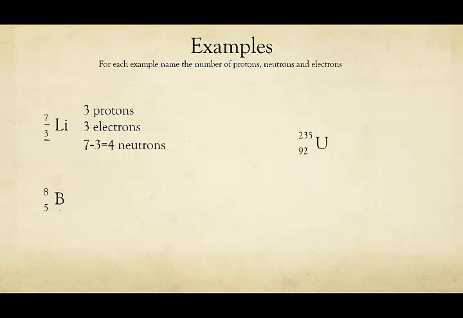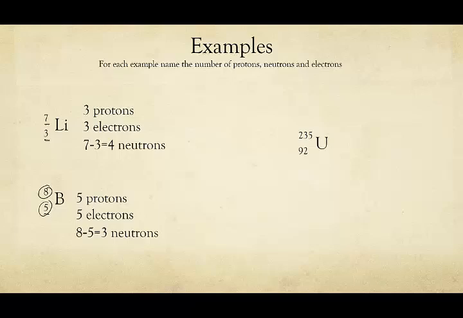Let's do the same thing for boron. We have a proton number of 5, which means that we also have 5 electrons. And we can calculate our number of neutrons by taking our 8 minus our 5 to get 3 neutrons.